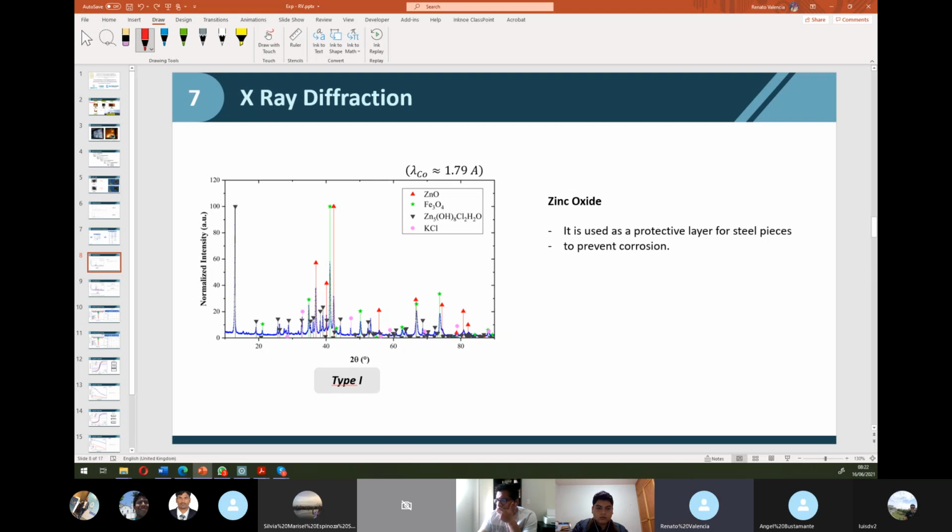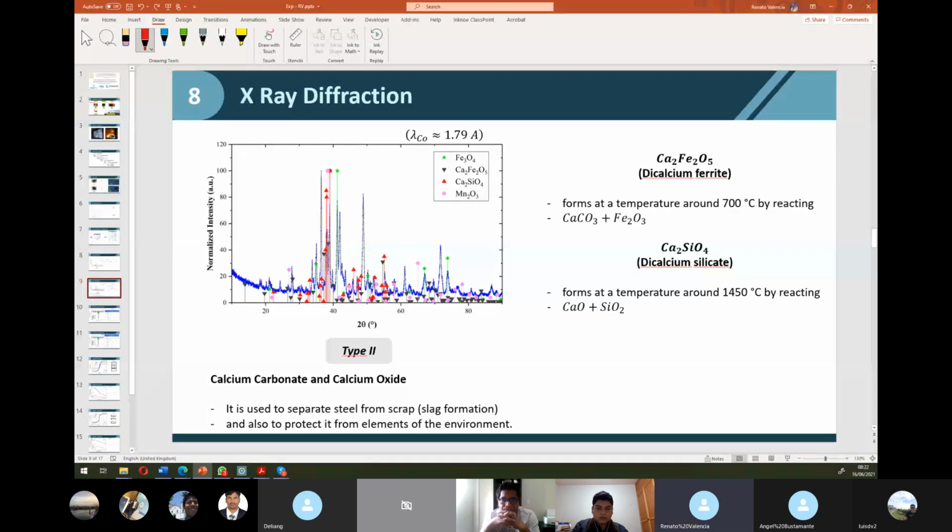And this compound, zinc hydroxychloride monohydrate, could be related to the corrosion of the zinc aluminum layer that is also used as an anti-corrosive in steel.